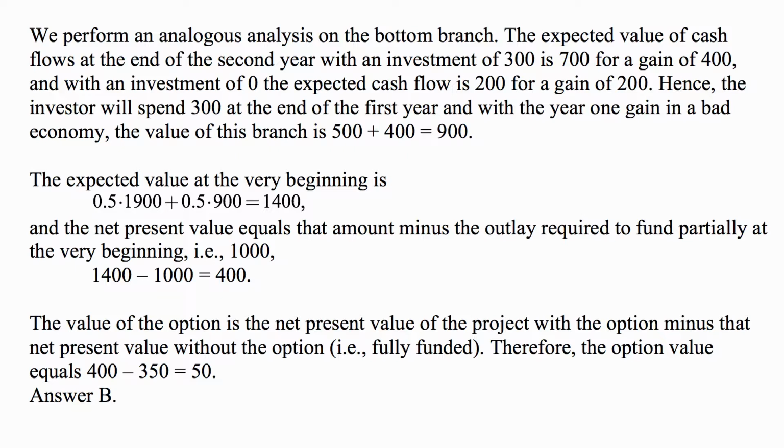And the value of the option is the net present value of the project with the option minus that net present value without the option, which we know from the problem. With the option, the value is 400. We just calculated that. Without the option, the value is 350. That's given in the problem. So the difference of the two is 50.